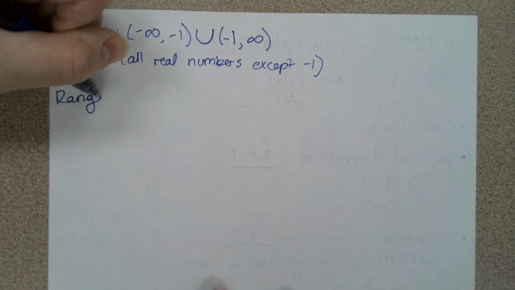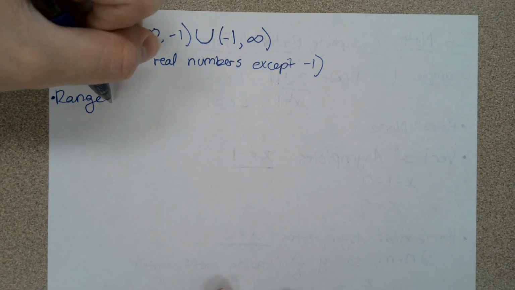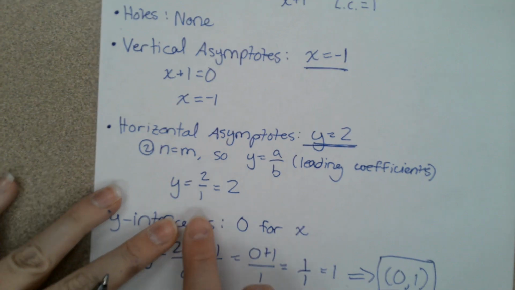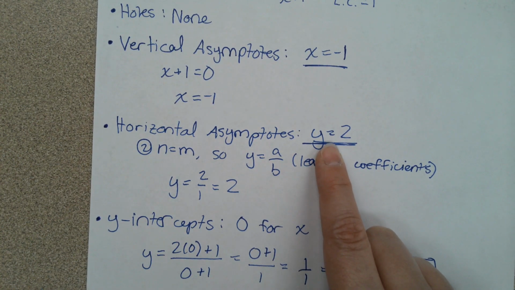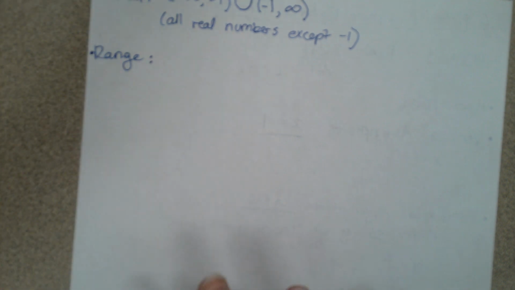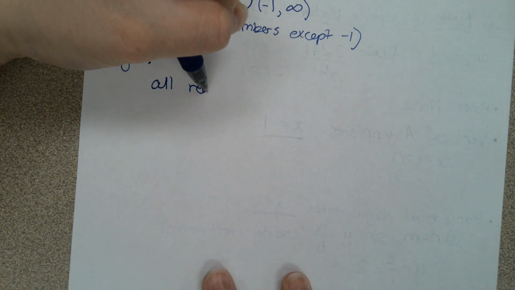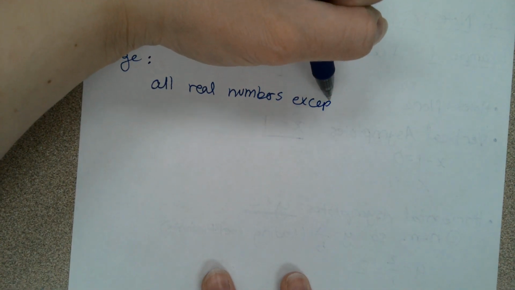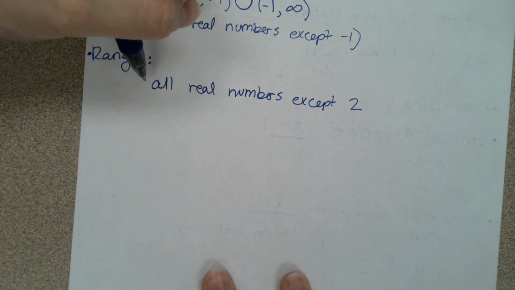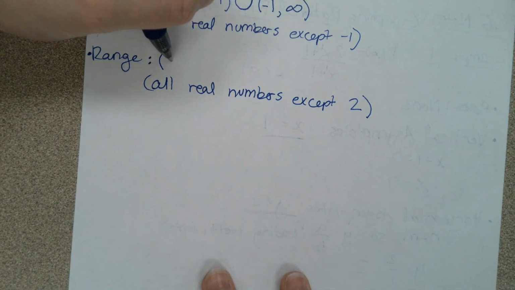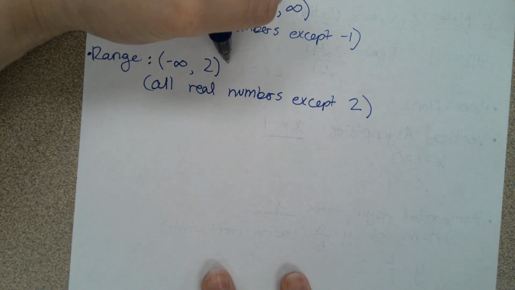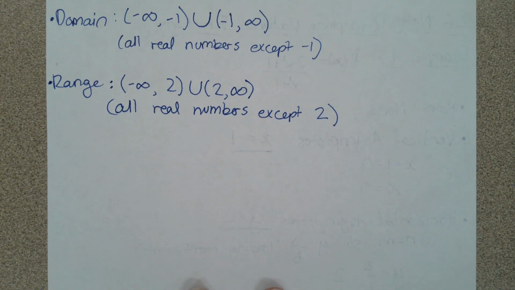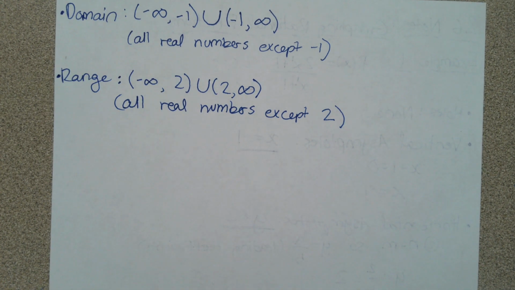Range, we're going to do the same thing. Except for range, we're looking at y values. So we're looking at the horizontal asymptotes, the y equals. So this time it's all real numbers except 2. That is what this is going to mean. So negative infinity to 2, union, 2 to infinity. Every number literally except 2 on the y-axis.